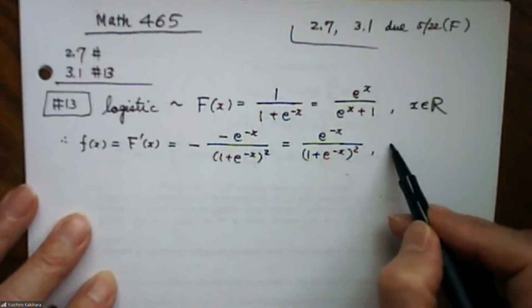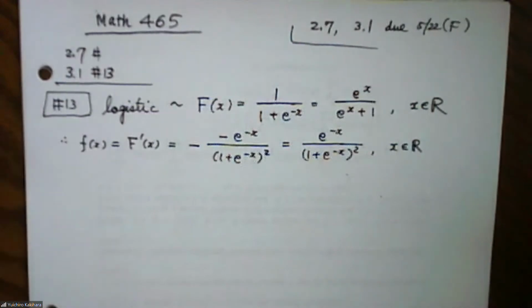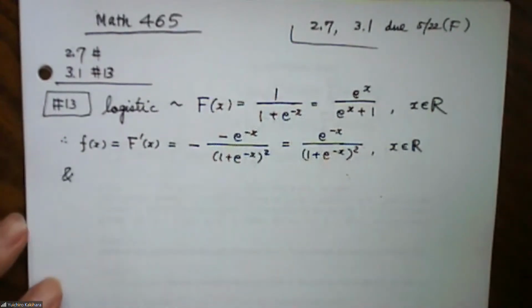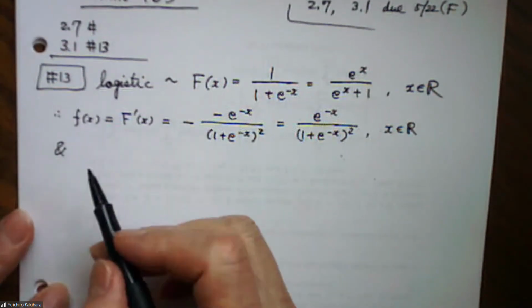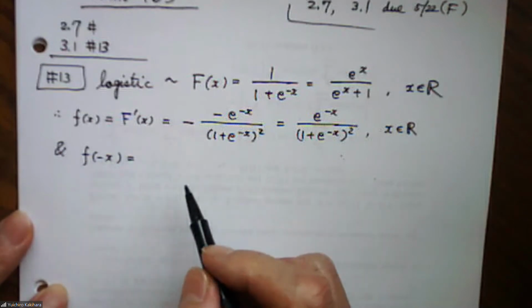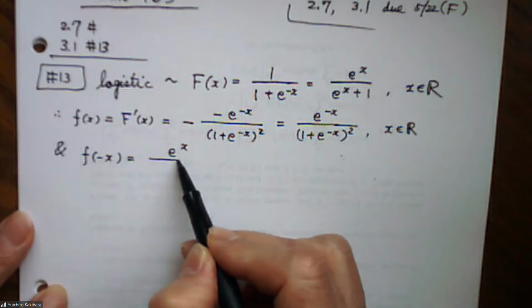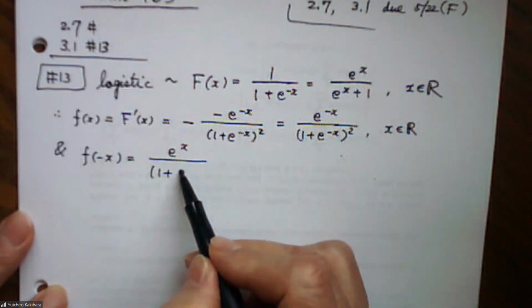And this x can be anything, any number. And you need to show that this is symmetric about the y-axis. That means this is an even function. So plug in negative x. Then this is e to the x itself divided by 1 plus e to the x, squared.